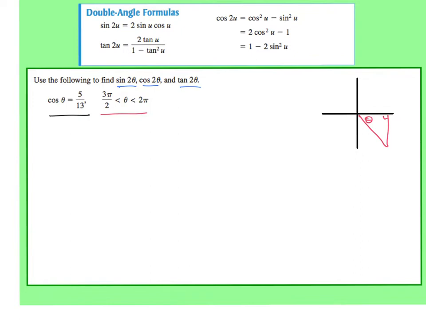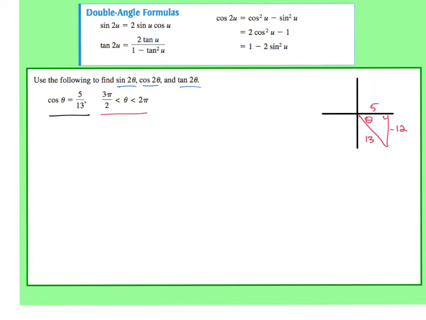Adjacent over hypotenuse. So my adjacent is 5. My hypotenuse is 13. So what's my other side? 12. However, is it 12? No, it's actually negative 12. Why is it negative? Because it goes down. That's why it's negative. And so once we have that, we're pretty much set to go.